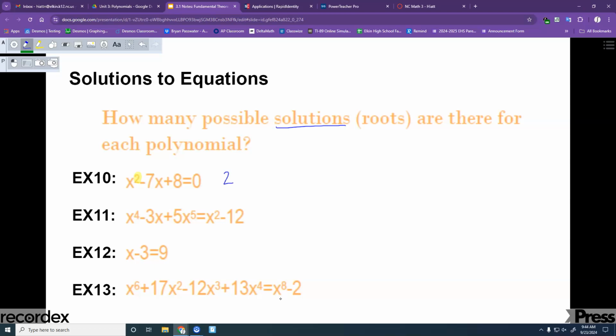What's the degree for number 11? It's 5. You've got to look at the whole thing. It doesn't have to be the first term. So that could have up to 5 solutions. Okay. What about number 12? That one's only got 1 solution. What about number 13? 8 possible solutions. It may not have that many real solutions for sure.